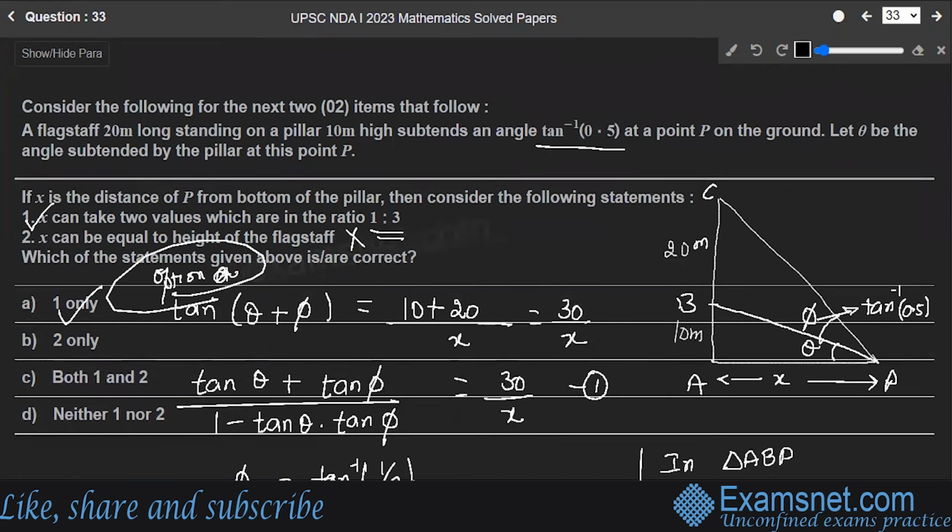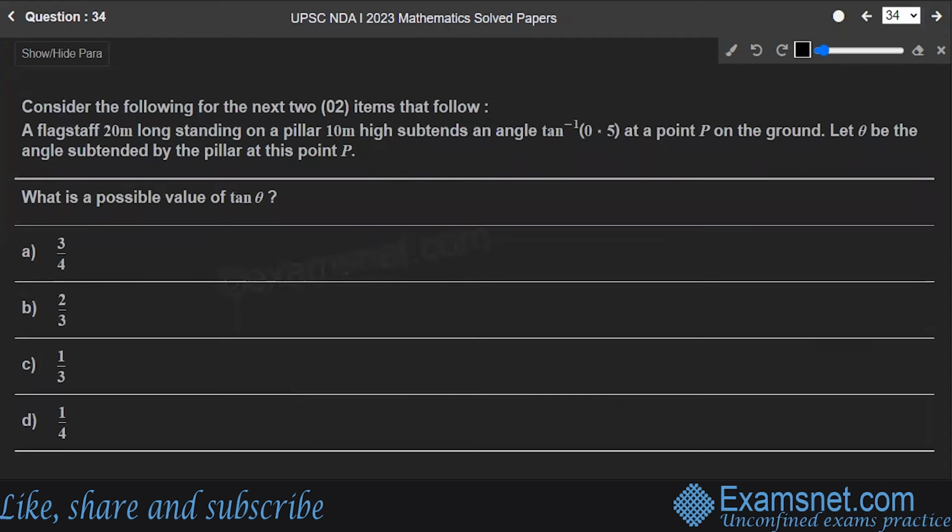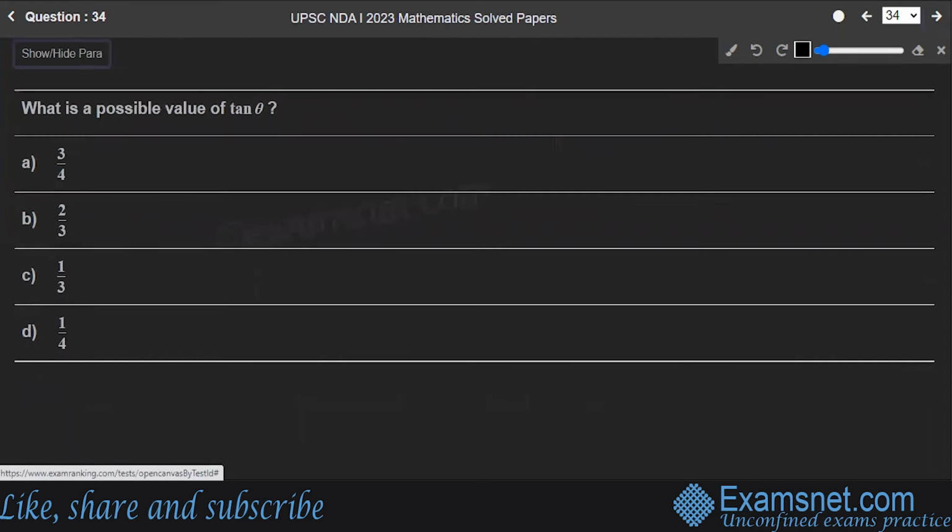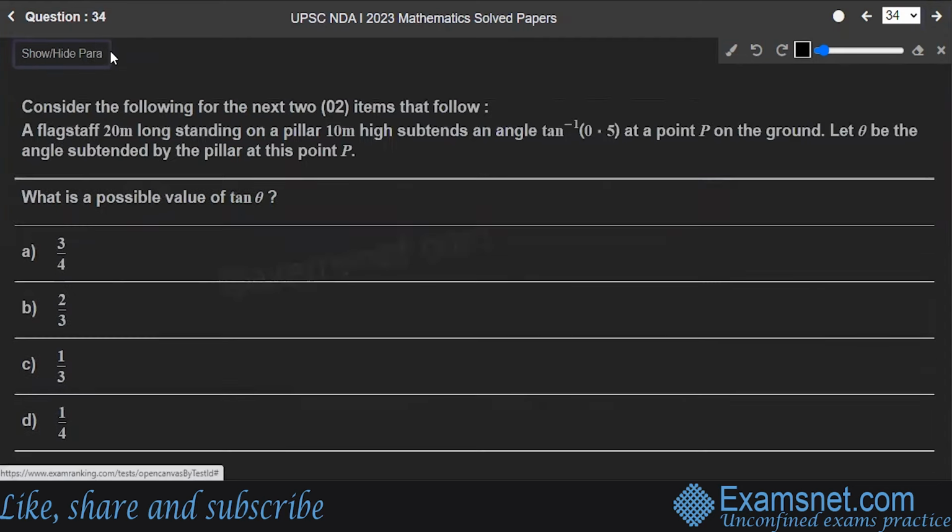Hope you got this. Let's move to the next question, number 34. The statement is the same as in the last question. Now the question is, what is a possible value of tangent of theta? From the solution of the last question, tangent of theta was equal to 10 upon x, and we have the two values of x.